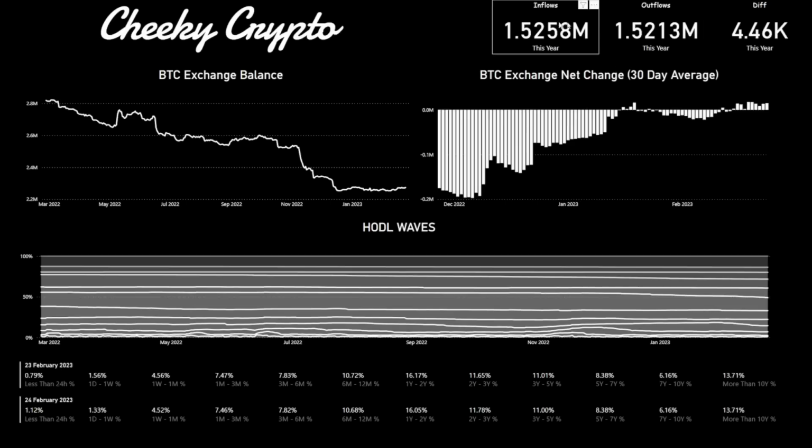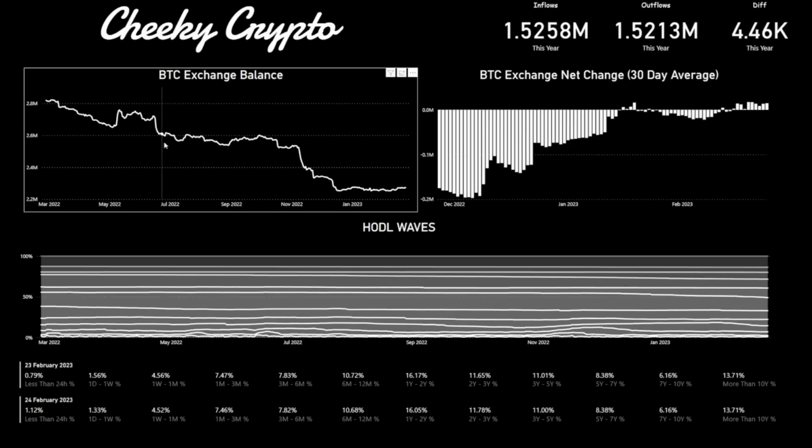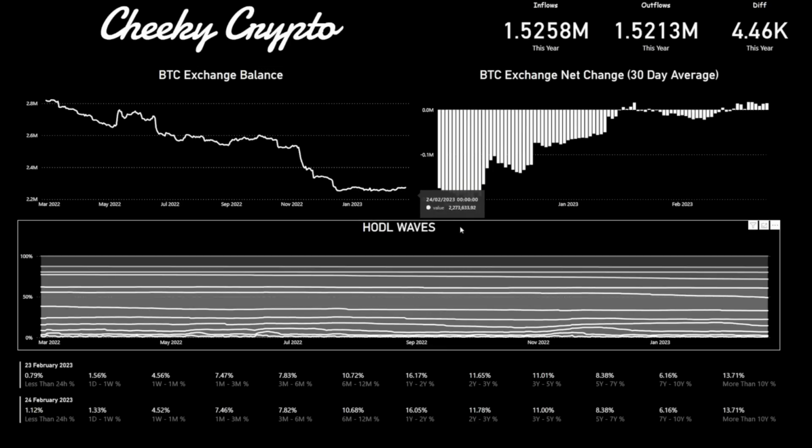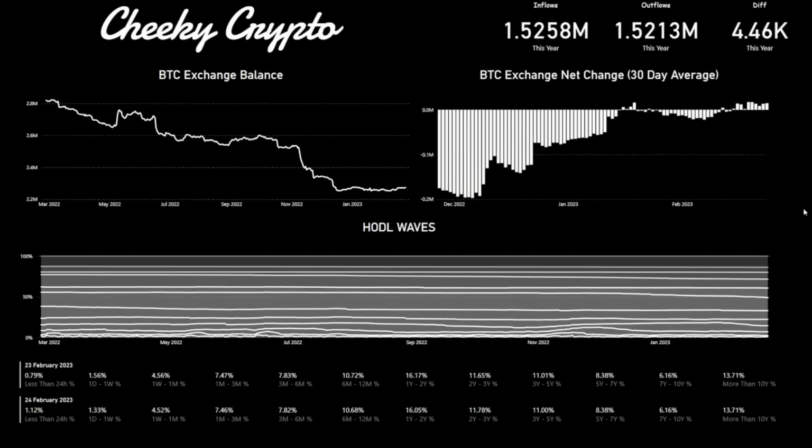Now, we can compound these inflows, outflows, and differences by taking a look at what is actually going on with the line graph. We can see it's very, very flat and has been incredibly flat since the 18th of December 2022, right? We can see on this line graph, it's incredibly flat. It's basically been a ranging market. Even though prices moved up, it's not really a demand-driven price movement.